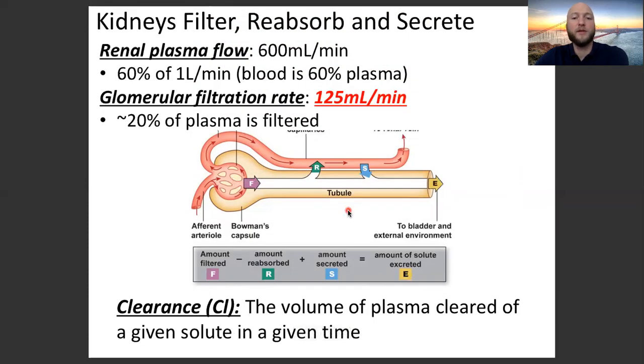So now I want to get into this idea of clearance, sometimes written as CL. Clearance is the volume of plasma cleared of a given solute in a given time. So how much plasma did we clear of sodium in a minute, for example? How much plasma did we completely remove urea from in a given time? By cleared, it means you remove that solute from that volume of plasma.